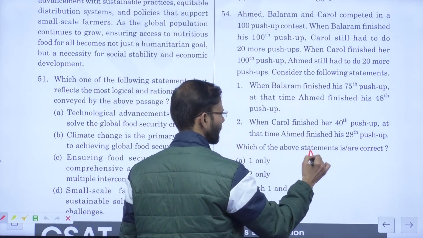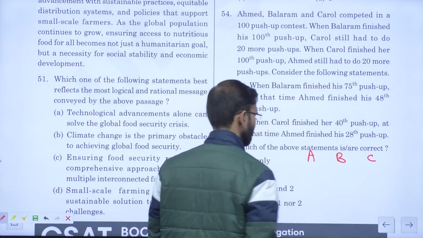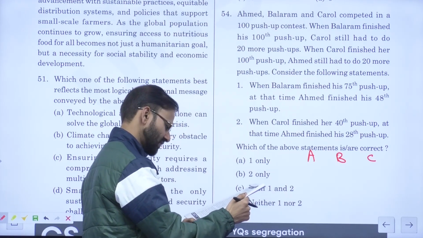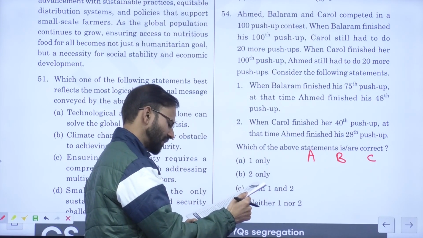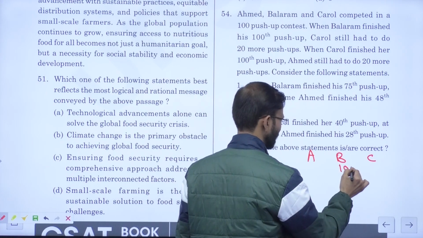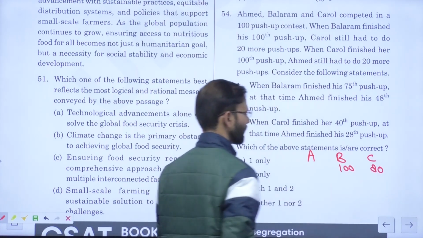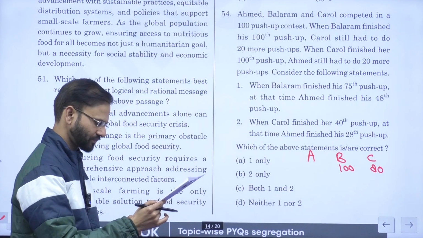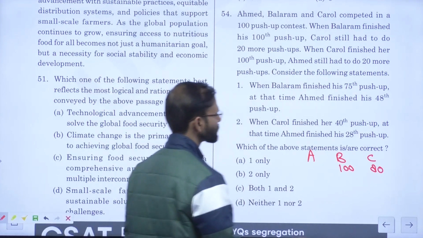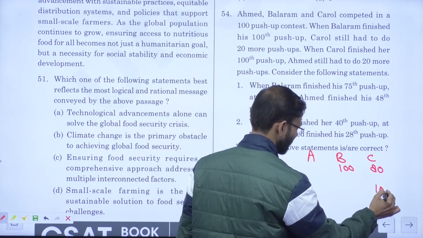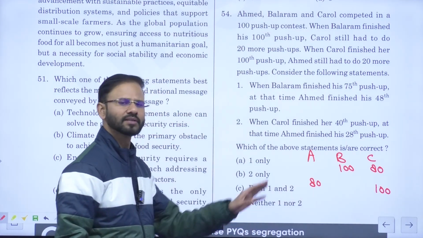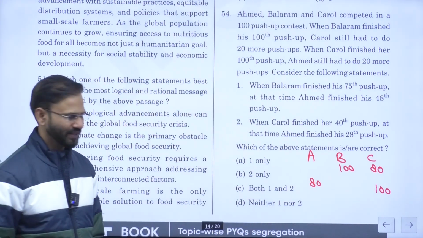Ahmad, A, B, C. Ahmad, Balram and Carol. So the question is saying when Balram is doing 100, Carol is doing 80. And when Carol is doing 100, Ahmad is doing 80. Okay, everyone, this is the question, right?